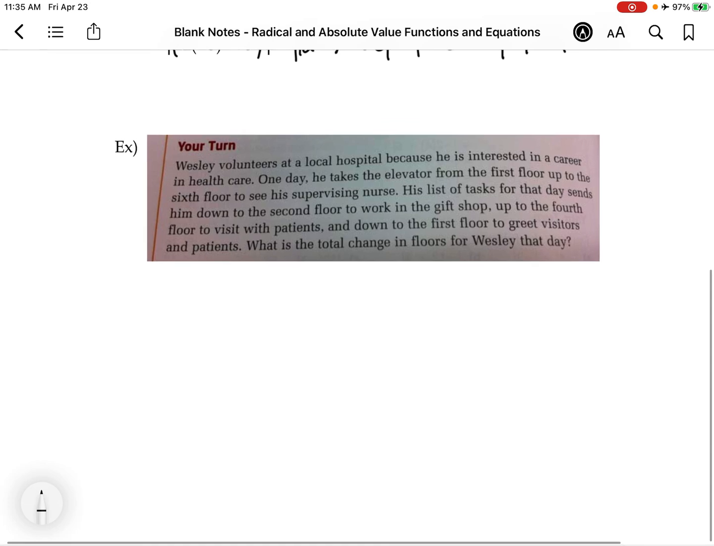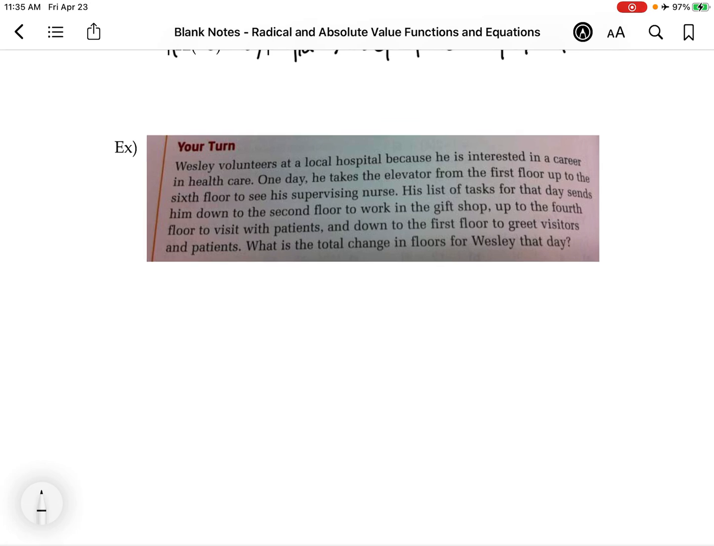Okay, so here's our last question. Wesley volunteers at a local hospital because he's interested in a career in healthcare. One day he takes the elevator from the 1st floor up to the 6th floor to see his supervising nurse. His list of tasks for that day sent him down to the 2nd floor to work in the gift shop, up to the 4th floor to visit with patients, and down to the 1st floor to greet visitors and patients. What is the total change in floors for Wesley for that day?